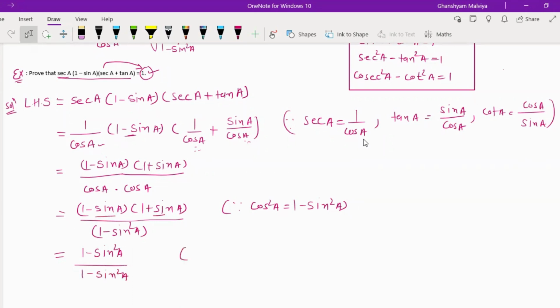You may know this thing: a minus b into a plus b equals a square minus b square. You know this formula?